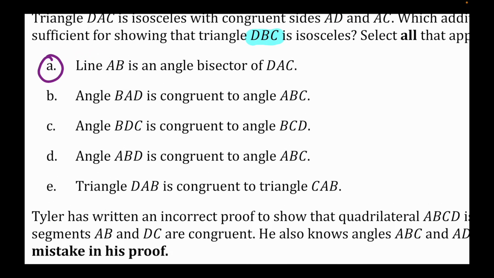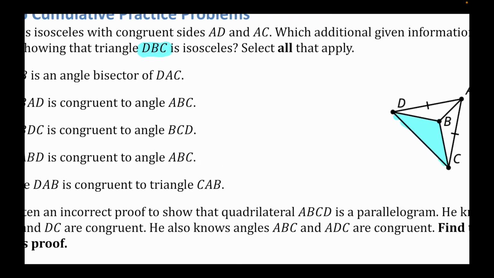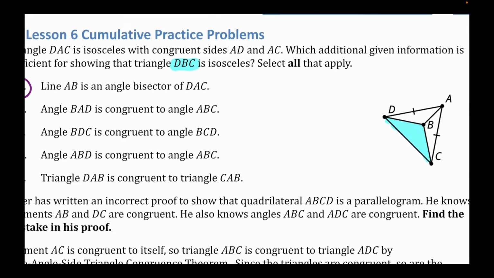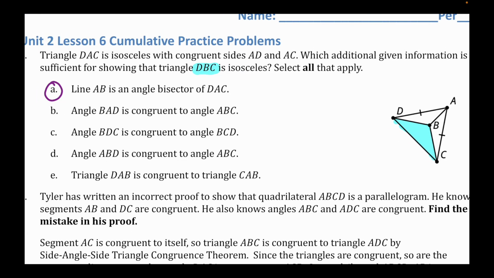Option B says BAD congruent to ABC. That's saying this angle and this angle here. That is not enough because those would not give us things that correspond. Even with the shared side being congruent, it's not going to be enough. So that one doesn't work.